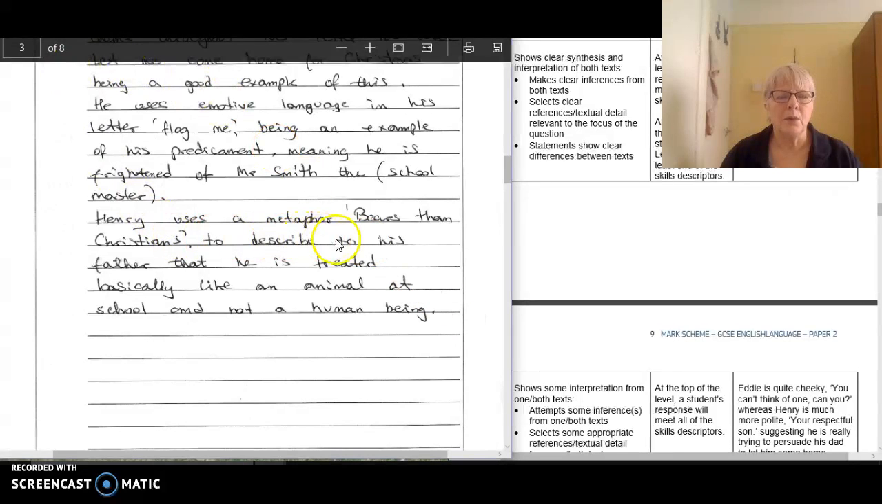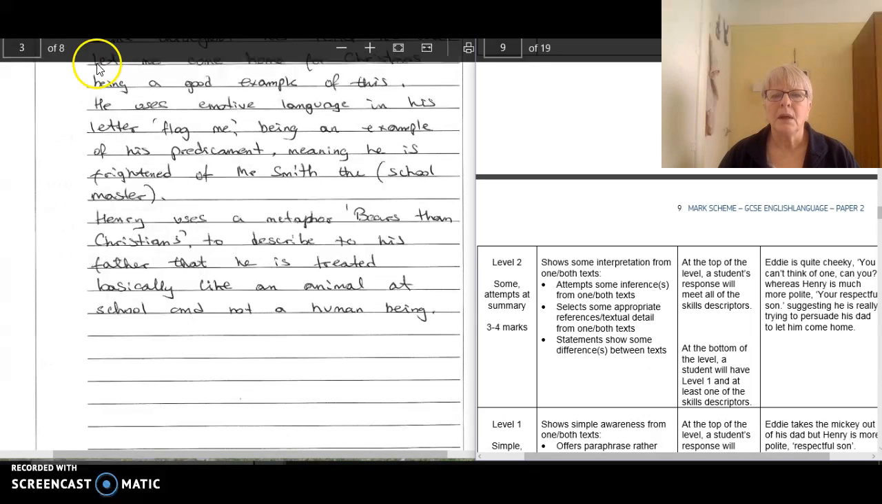And even more language. So the language that you've used, that you've analysed, is good. However, that really needs to be in the next question, question 3. If we look at the mark scheme for this question, it says, show some interpretation from one or both texts. Well, you have considered both texts.